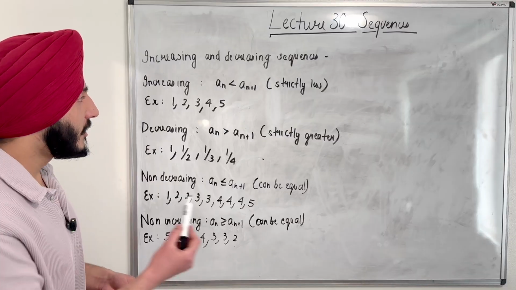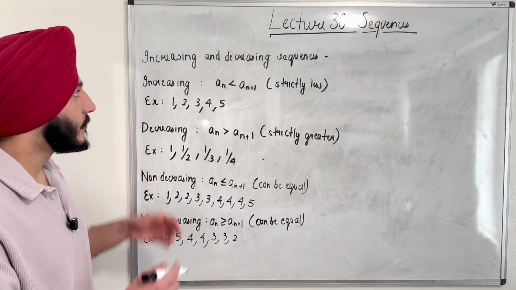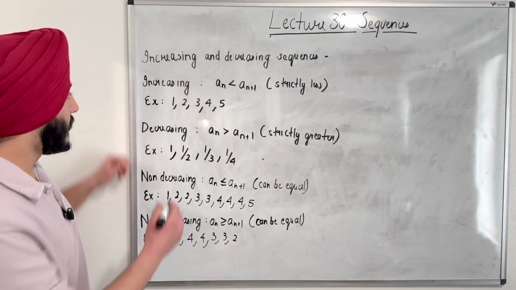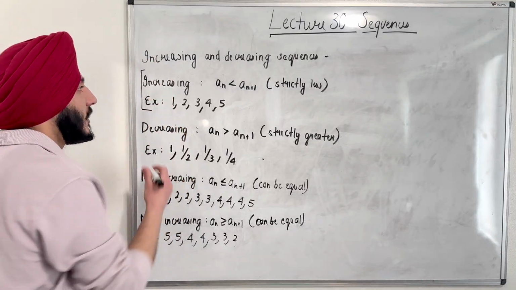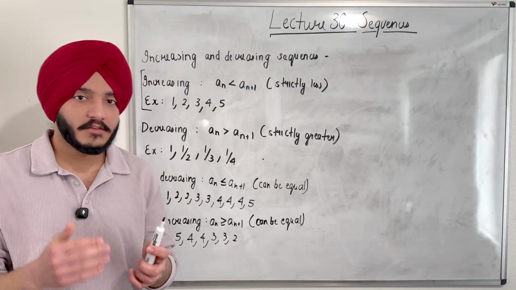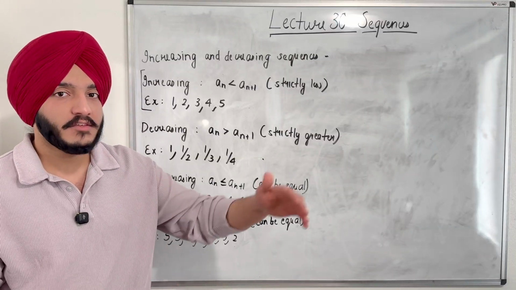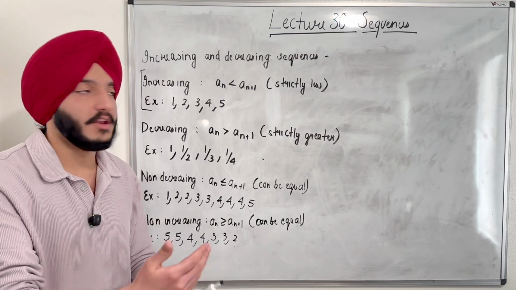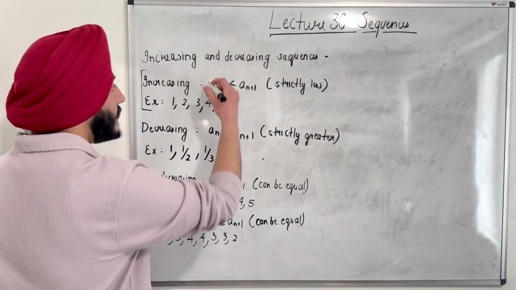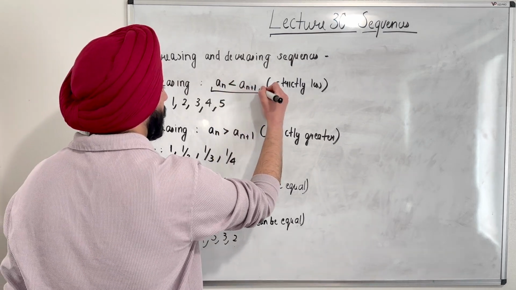Okay, so increasing and decreasing sequences. These are very simple concepts. First of all, let's take a look at increasing sequences, right? From the word itself, you can easily understand that the sequence is increasing, right? Meaning the value of the numbers just keeps on increasing, right? So this is just the notation of it.